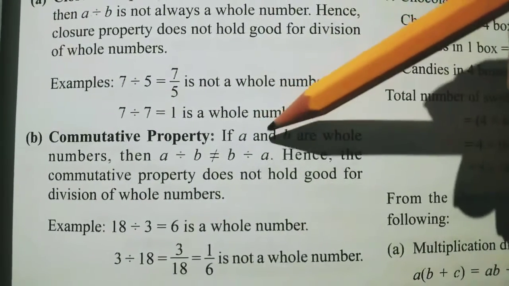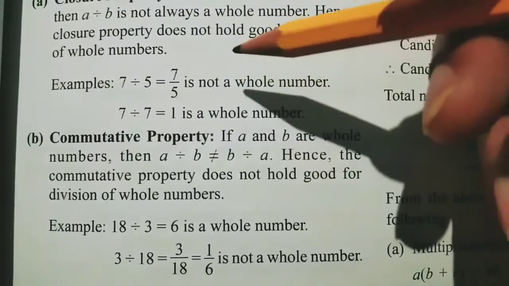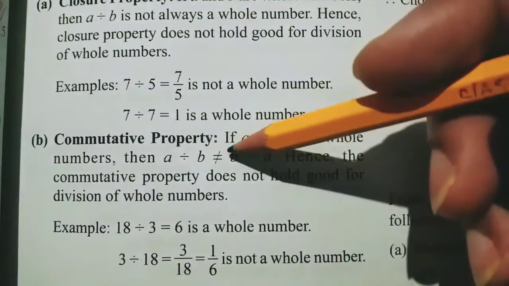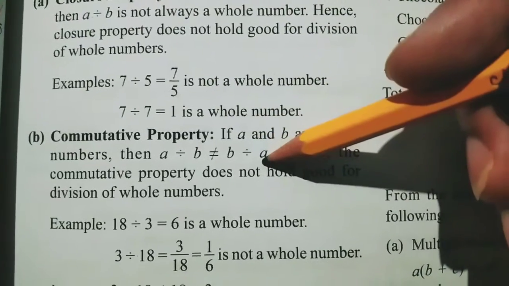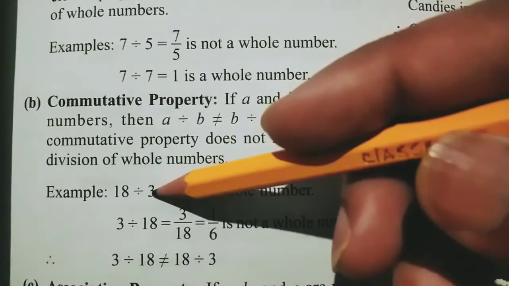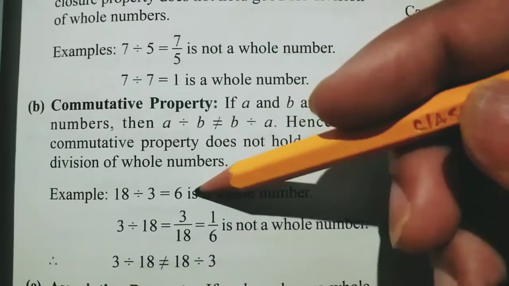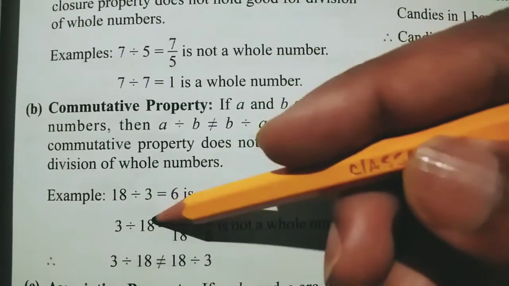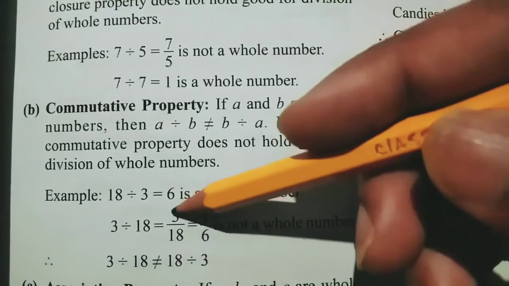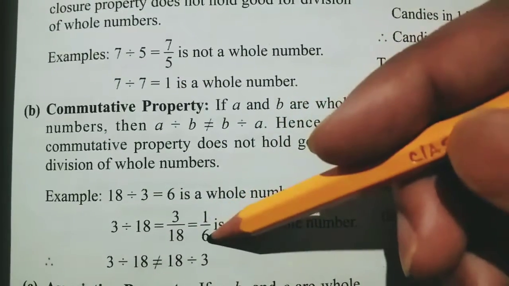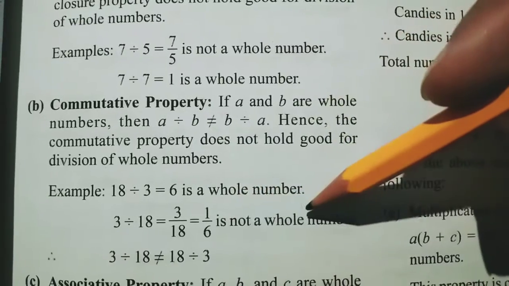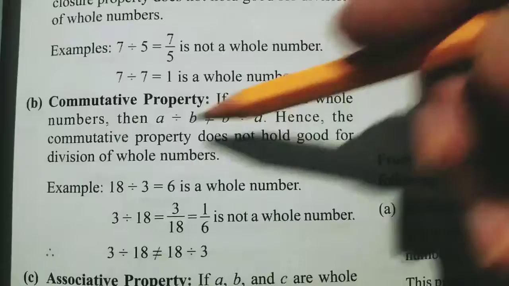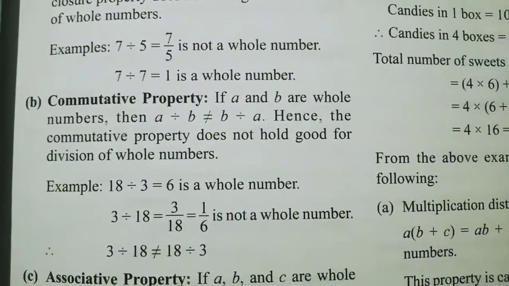Next, commutative property of division. Commutative means when you change the order of the numbers, is the answer the same or not? If a and b are two whole numbers, a divided by b is not equal to b divided by a. Why not equal? See here, 18 divided by 3 comes as 6, which is a whole number. But when we change the order, 3 divided by 18, what comes? 3 by 18, that means 3 ones are 3, 3 sixes are 18, so 1 by 6 comes. It is a fraction, so it is not a whole number. So they are not equal. That's why the commutative property is also not valid for division of whole numbers. Understood?